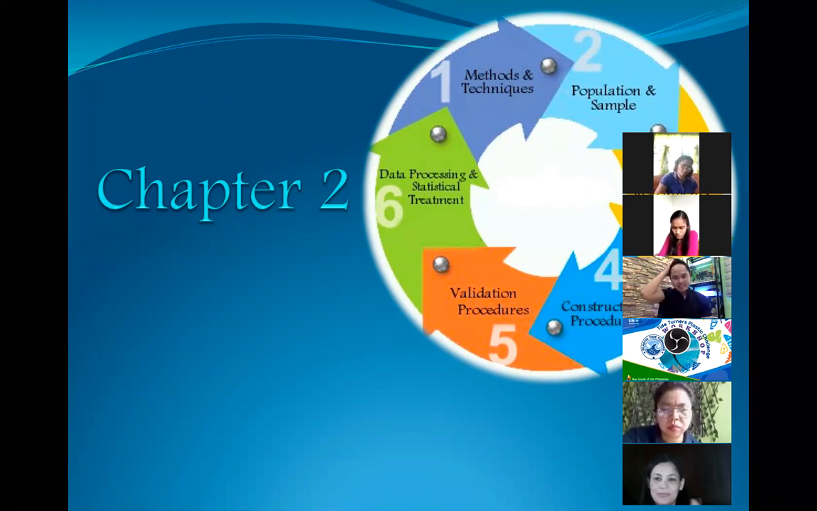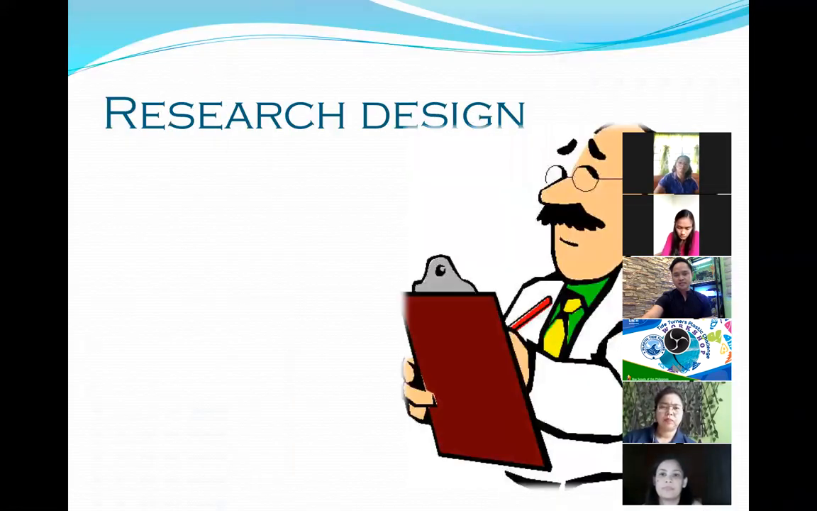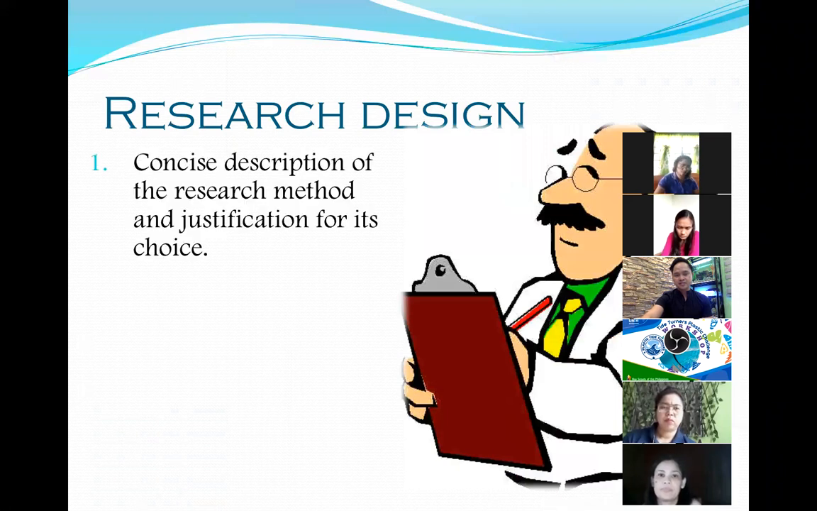Okay, so kung wala nang tanong sa chapter 1, let's proceed to chapter 2. And chapter 2 at Mekawayan College is entitled Methods and Procedures. The first part of methods and procedures is what you call research design. There should be a concise description of the research method and justification for its choice.